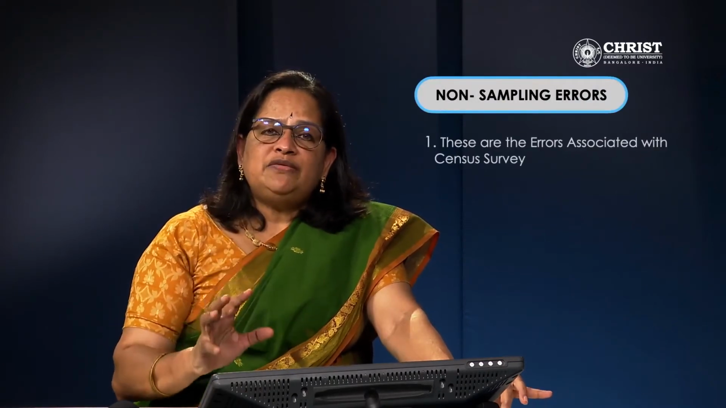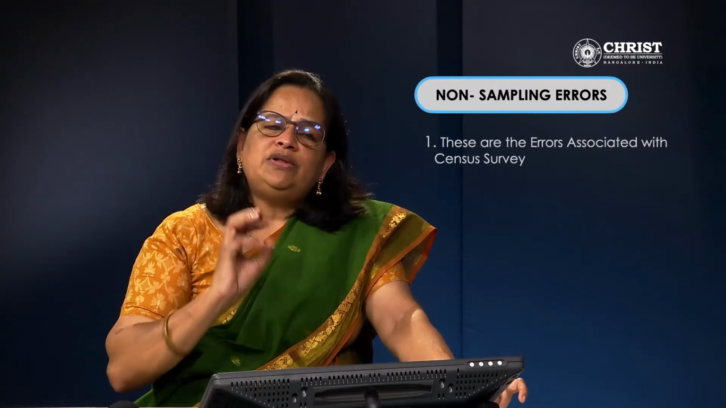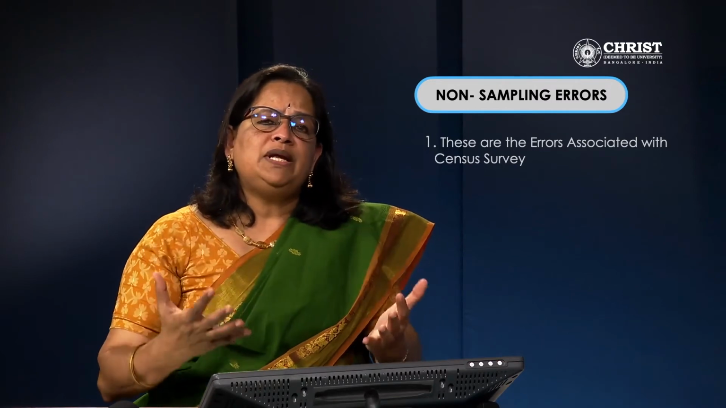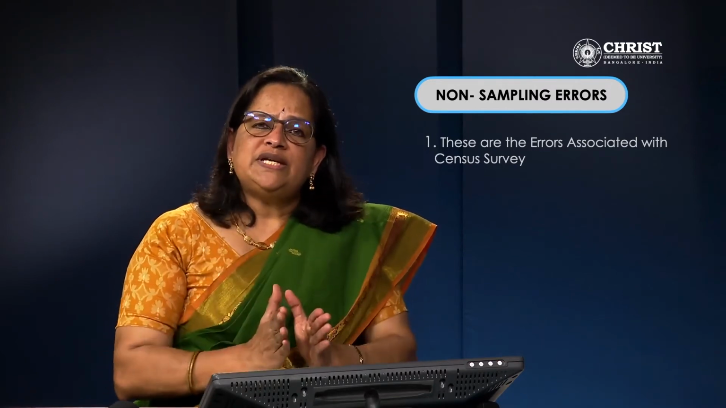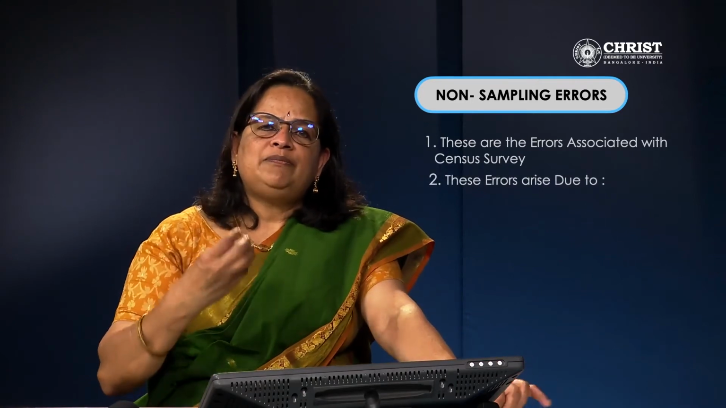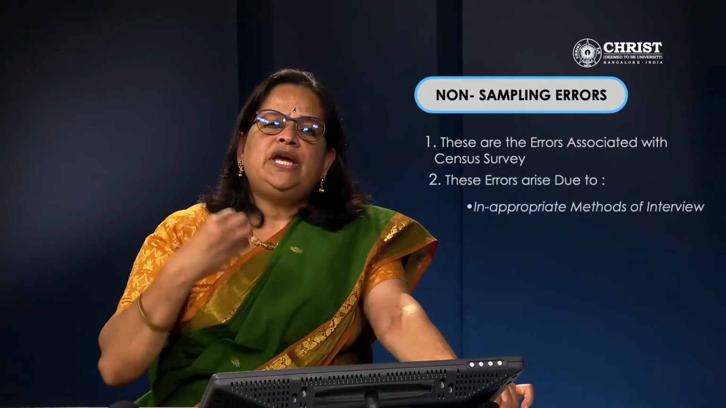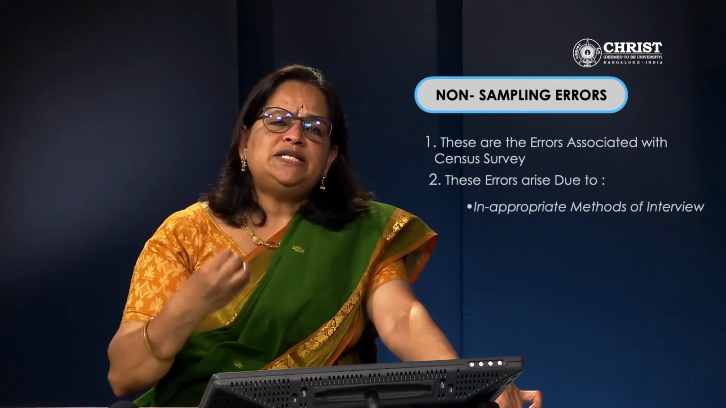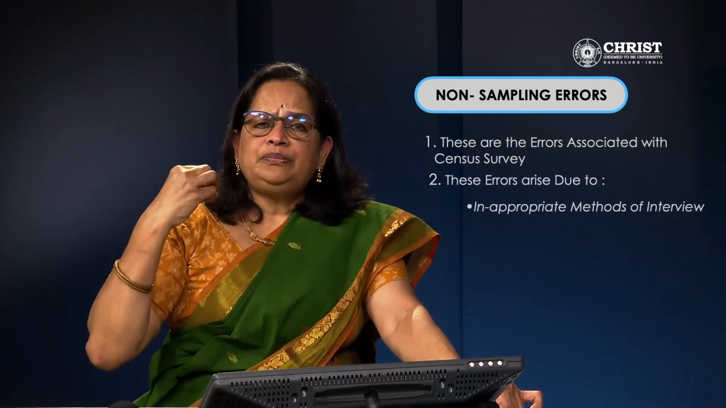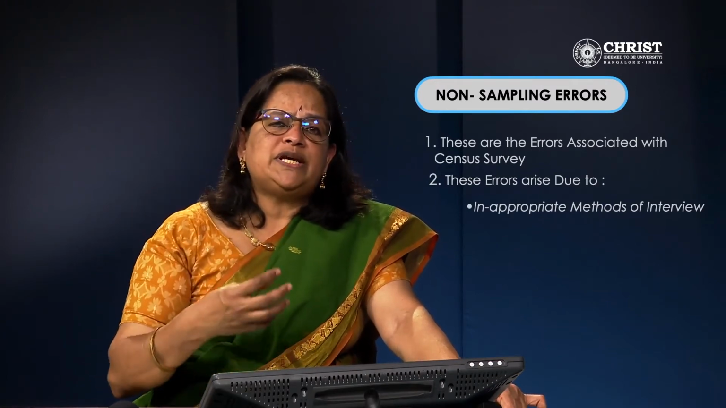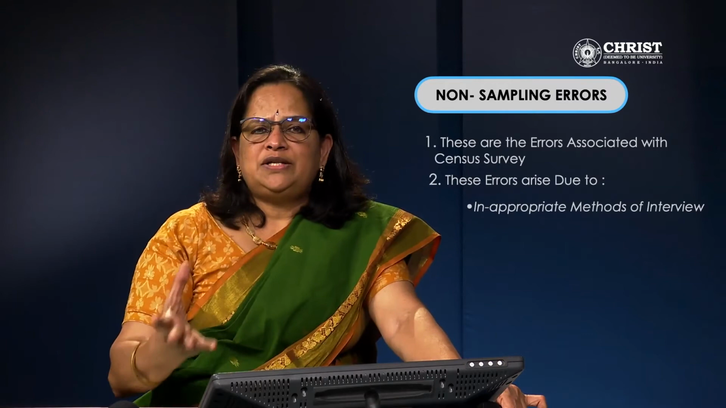Non-sampling errors. So these errors are associated with the census survey. Don't think that even if you are collecting the information from the entire respondents, it will be completely error-free. In the case of census survey also, errors are possible. How will these errors happen? These errors arise due to inappropriate methods of interview. If you are going to a respondent and collecting information when it is not convenient for them to share the information, it's not at the appointed time, so this will not give you the correct information.